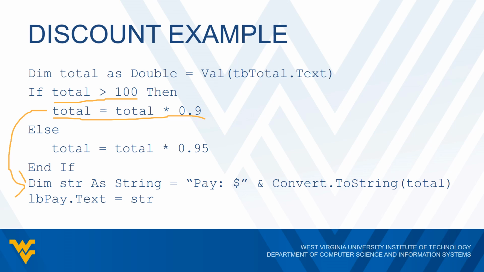Now let's say the condition is false. So let's say total greater than 100 is false. So we would skip the true portion and we would move down to the else portion. So we would execute this line of code right here. So that would give us the 5% discount. So we would take 0.95, multiply it by total, store it in the total, and then we would resume with the rest of the program where we would concatenate the total and convert and all that.